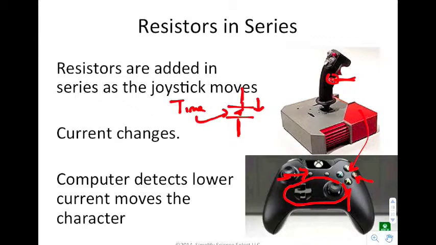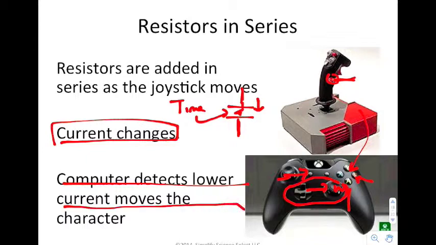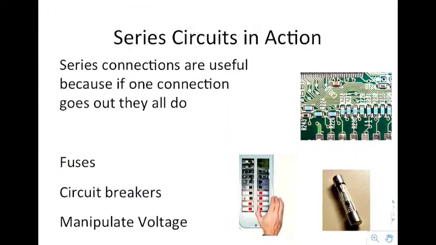So what happens is you slide a resistor into place. Whenever you slide a resistor into place, the current will actually change. The computer can detect the lower current, and because of that, will actually continuously move the character in that direction. Or whenever you slide a different resistor into place, it detects that current, and what it'll do is it'll move the character in that direction.